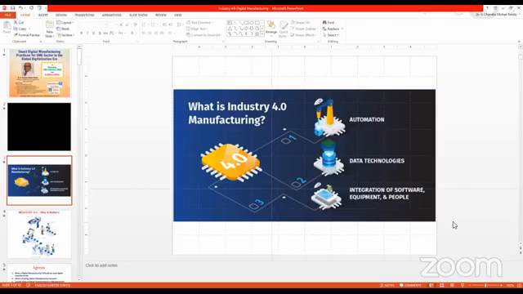What is Industry 4.0 manufacturing? Some people say it is automation, it is data technologies, integration of software, equipment and people. But Industry 4.0 or digital manufacturing brought in what is called transparency, right from the shop floor engineer to the top management. Every time, in what we call the digital thread, a lot of data is generated as the process goes on.